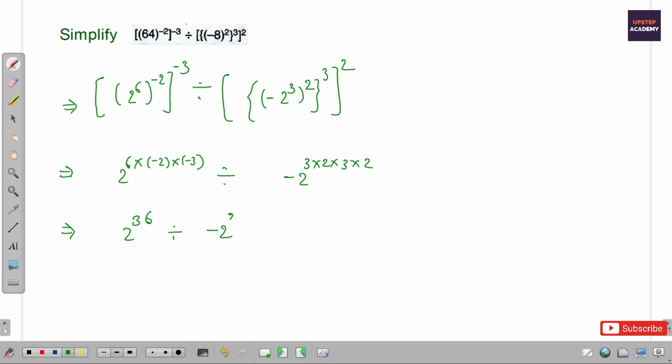6 is 36, right? So the number coming over here is 2 to the power 36 divided by -2 to the power 36. As this 36 is the even number, I can simply write 2 to the power 36, and 2 to the power 36 divided by 2 to the power 36 will come 1. So this 1 will be the answer of this given question.